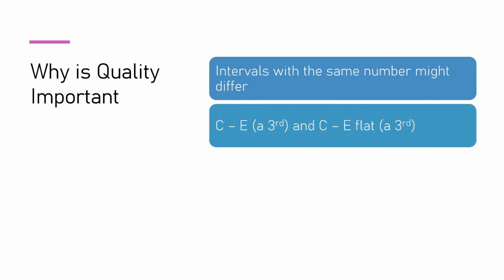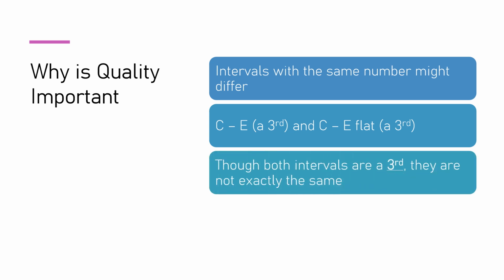For example, the interval between C and E is a third, right? C, D, E, 1, 2, 3. That's a third. Also, the interval between C and E flat is also a third. C, D, E. Forget about the flat. You just count the letters like we taught you in grade 1 and grade 2. It's also a third. So C to E is a third, and C to E flat is a third.